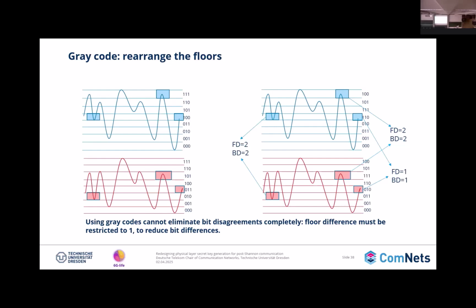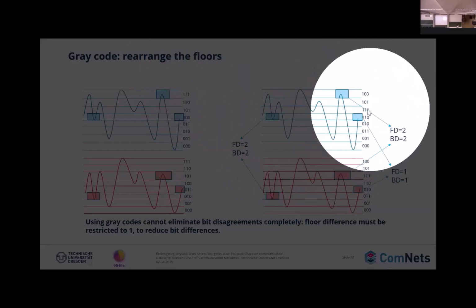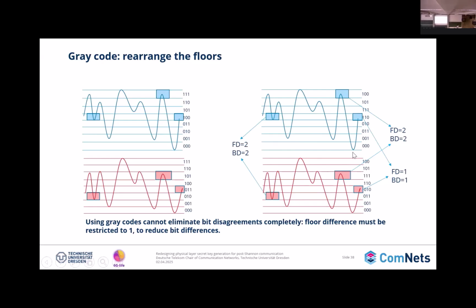However, we noticed that the subsequent plots contain very high bit discrepancies. Even if there is just one floor difference, there was a very large number of bit discrepancies because of the nonlinear representation of bits. So what we did was we just used gray codes. Of course, this was already published in several state-of-the-art PLSK schemes, so we just employed those, and we used gray codes to make sure that the adjacent floors only have 1 bit differences.